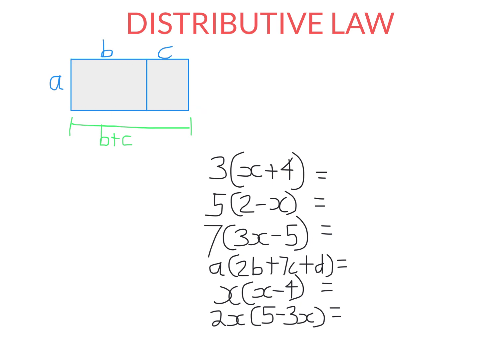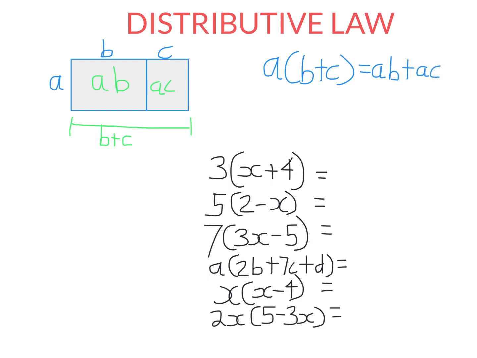So the area of this rectangle is just width and length multiplied together. But of course the area of the big rectangle is the same as this one plus this one. So this first smaller rectangle has an area of A times B. Remember, in algebra we don't usually write the times, so AB means A times B. And similarly, this smaller rectangle would have an area of A times C.